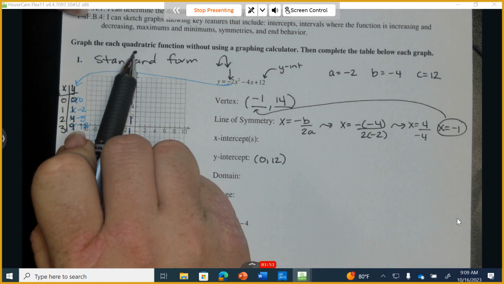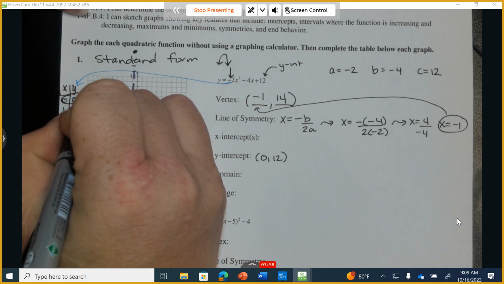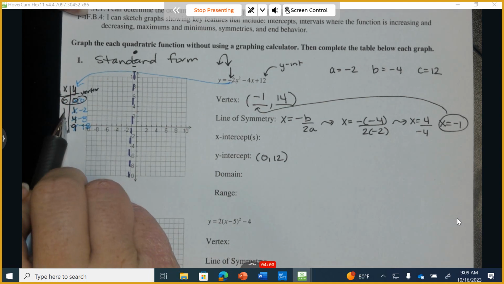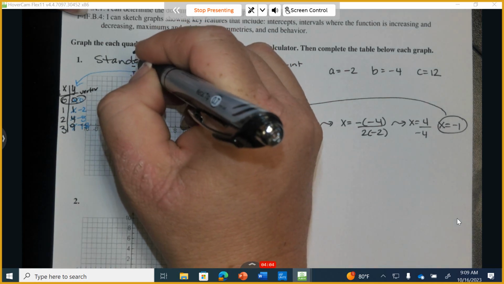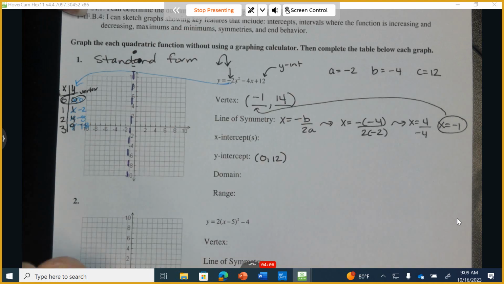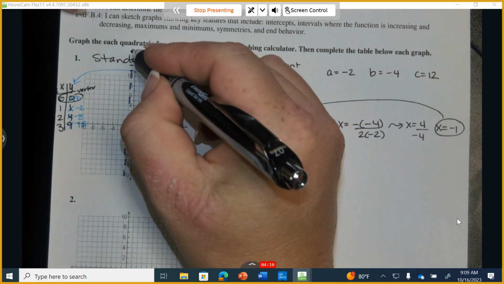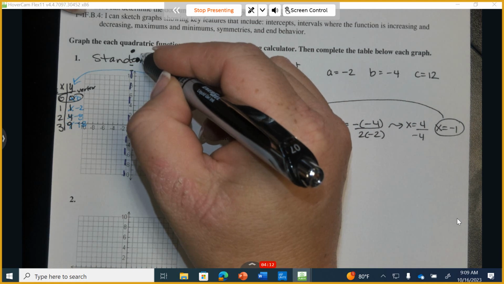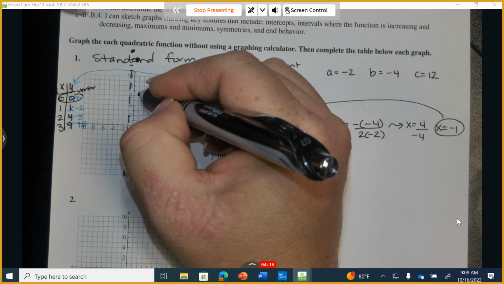So from this point, this is like my 0, 0. This is the vertex if you're forgetting. So I'm going to go 1 to the right and 2 down. So 1 to the right and 2 down. Then I'm going to go back to the vertex and go 2 to the right and 8 down. Okay, 2 to the right, and I was at 14. If I go 8 down, I'm going to be at 6.